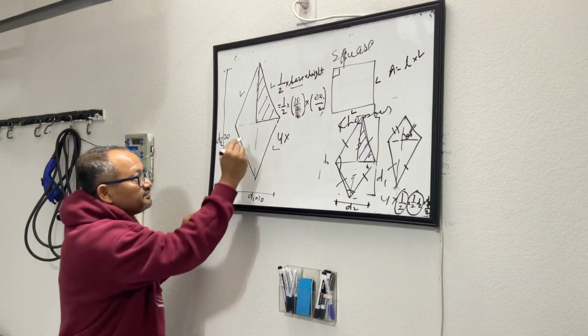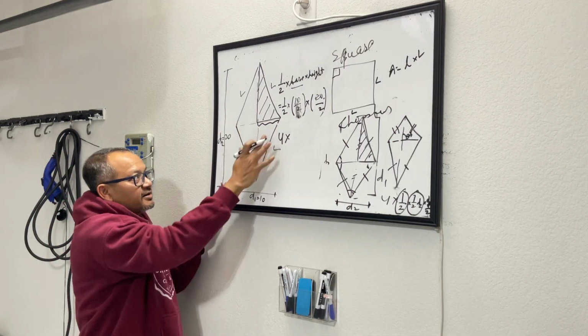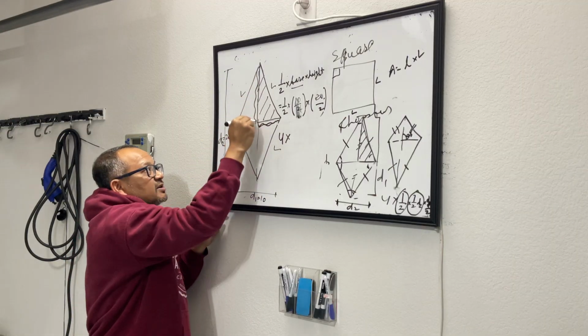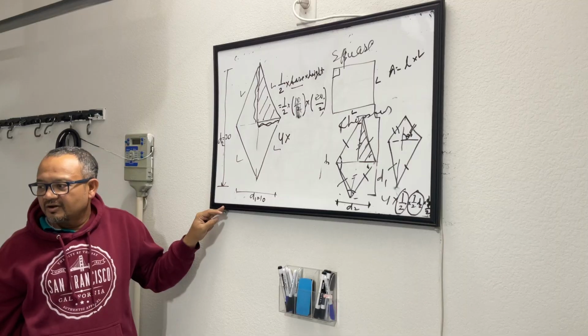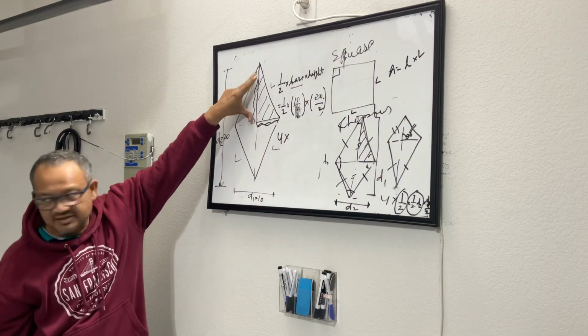What is my base? This one. What is my base for this triangle? This much. And what is my height? This much. So you can still use 1/2 times this times this.